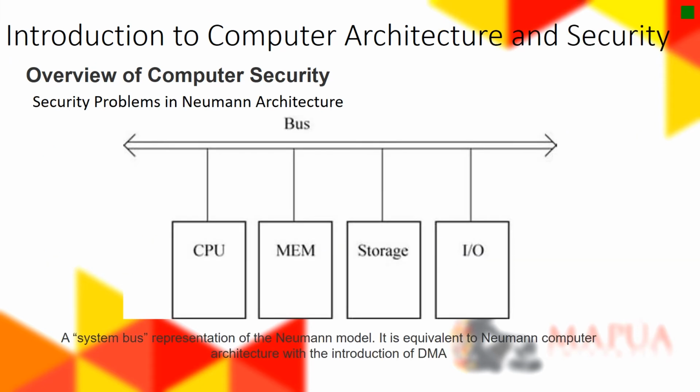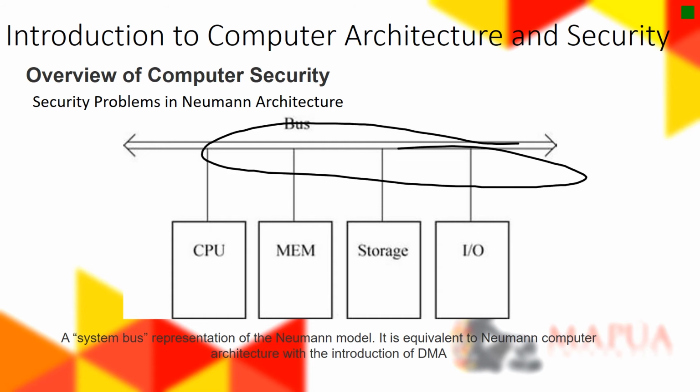In the von Neumann architecture, memory, storage, and I/O are connected directly to the CPU. People consider the connection as a pathway or highway for the data to go through. On the other hand, it functions like a vehicle to carry information between the main components of the computer system, known as a bus. A system bus representation of the Neumann model is shown in the figure.